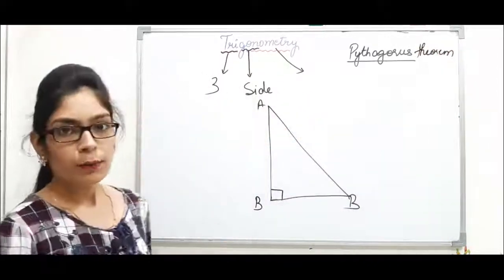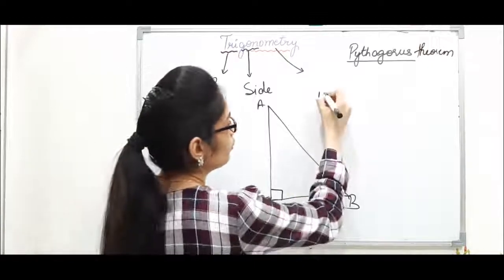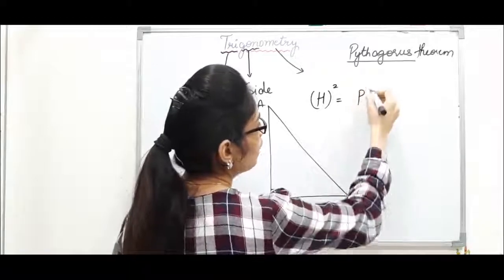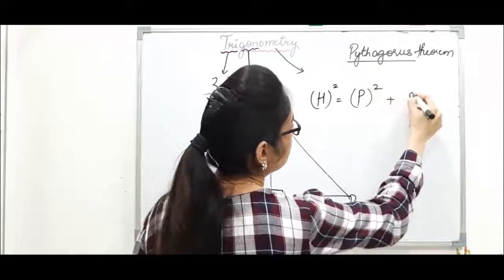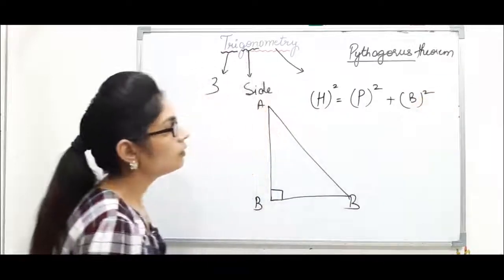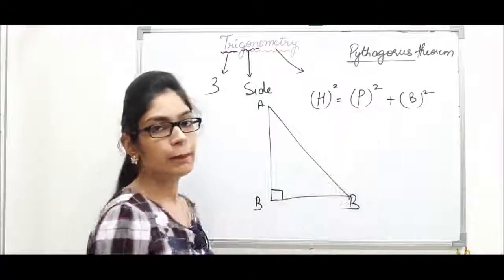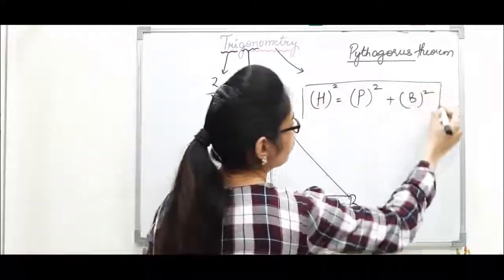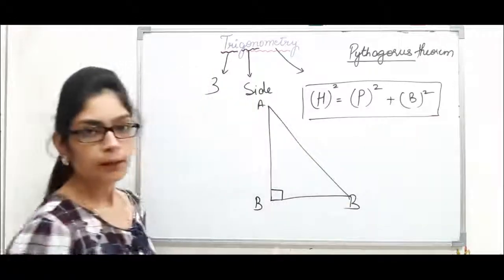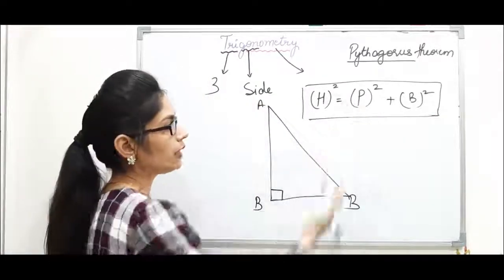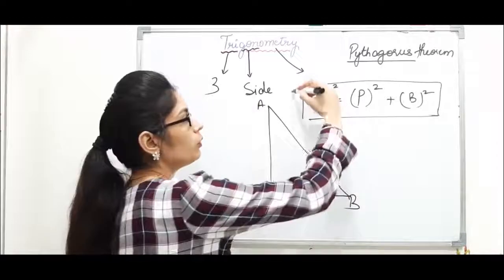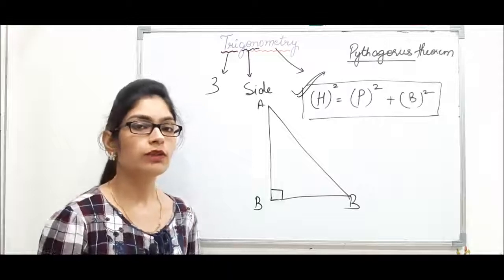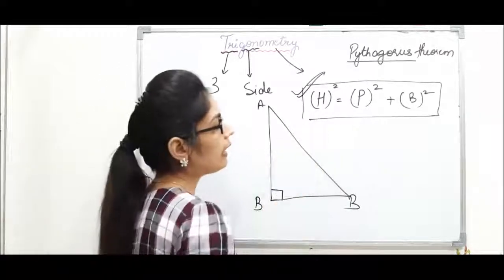According to Pythagoras theorem, square of hypotenuse is equal to sum of the square of perpendicular and base. H is hypotenuse, P is perpendicular and B is base. This thing you always have to remember, because in many questions they will just give you two sides and the third one you have to find. So you can always use Pythagoras theorem to find the third side of the triangle. So this was about the right angle triangle.